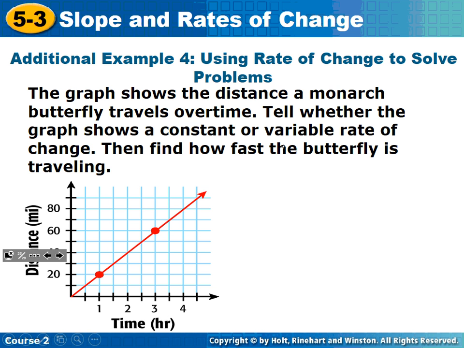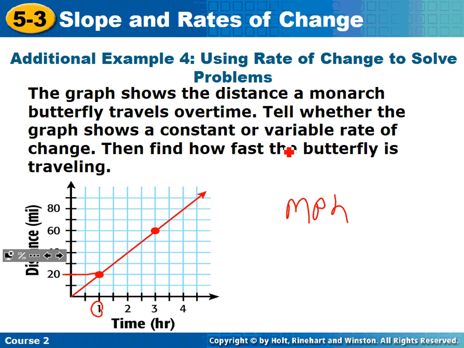Question says, is it constant or variable? Constant, and then it says, then find how fast the butterfly is traveling. How do we usually measure speed? Miles per hour. Okay, well, then I would figure out where 1 hour is, which is right here, and figure out how far it travels in 1 hour.